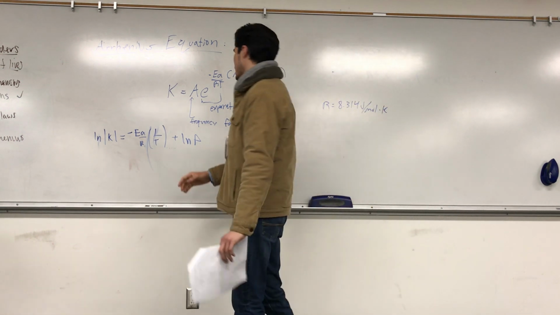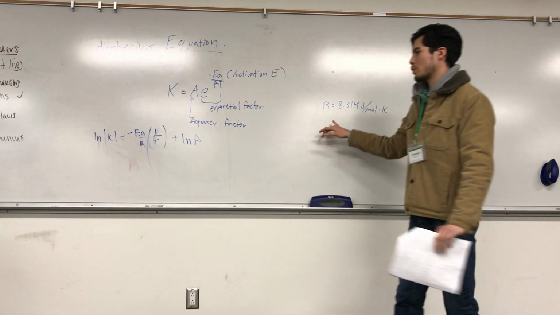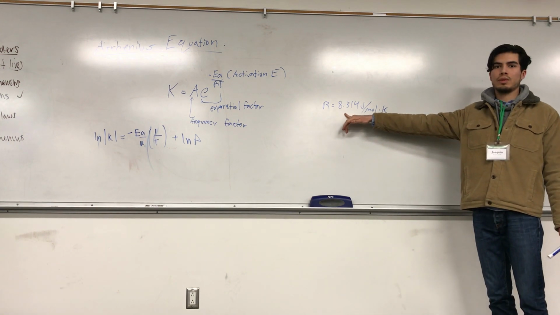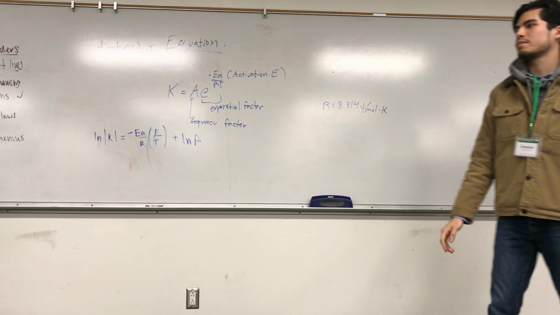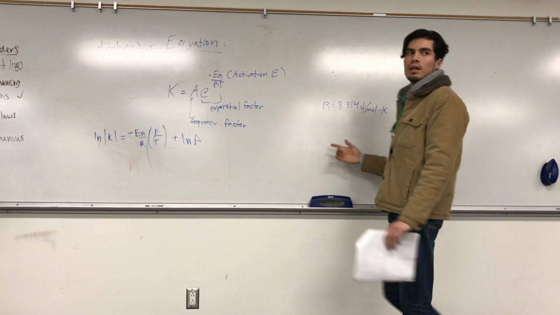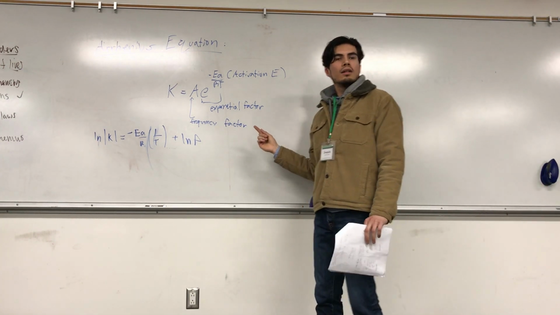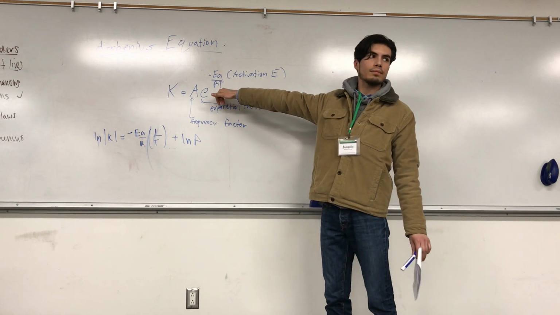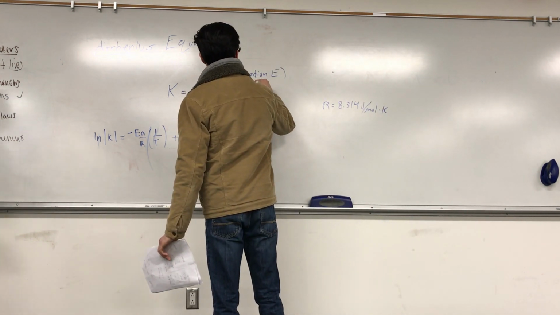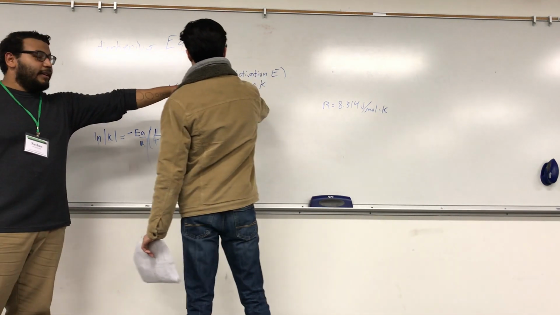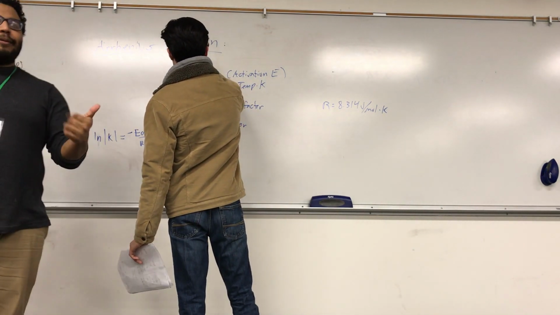Okay, just one more thing. Our R is actually 8.314. Don't confuse it with the other R, which is 0.083. T is temperature, absolutely, and it's in Kelvin. So what's the unit for your R? Joules over mole K, right?